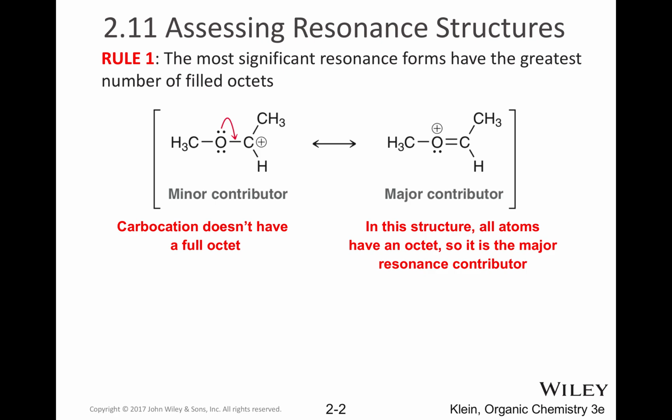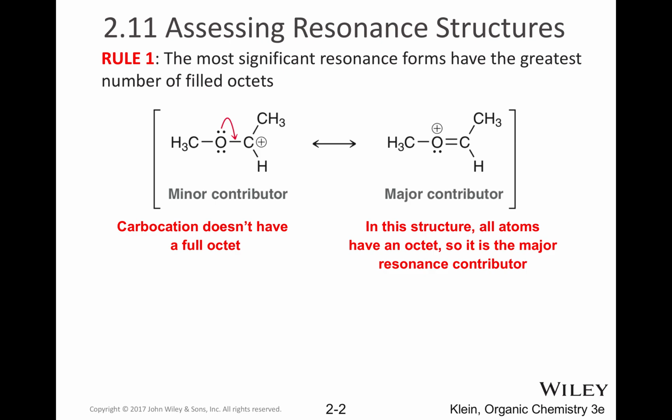All right, looking at our structures here, we have two resonance structures. The one on the left has a positive charge on the carbon, and in the structure on the right, a lone pair from the oxygen has been delocalized, and the carbon now has 4 bonds. It's a full octet. But since the oxygen is sharing a lone pair, it now has a positive charge on it. So which of the two resonance structures is more stable or better?